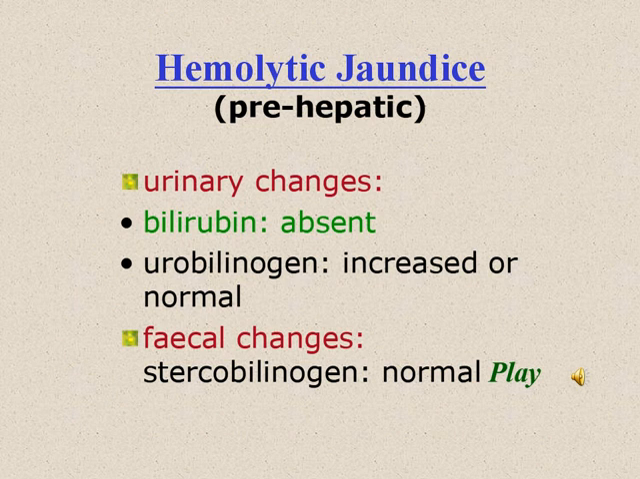Hemolytic jaundice, urinary changes. We are finding changes in the urine: bilirubin is absent, but urobilinogen is increased. In the fecal changes, stercobilinogen is normal.